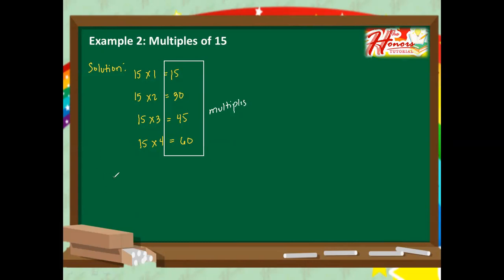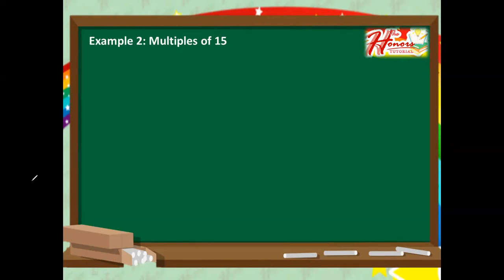So let's write it. We have here 15, 30, 45, 60. But remember, we don't have any restriction here. It is not stated on what number we are going to end. So therefore, we are going to write an ellipsis here to indicate that these numbers are never ending. It is because we cannot write all of the multiples of 15 literally. Okay, next.